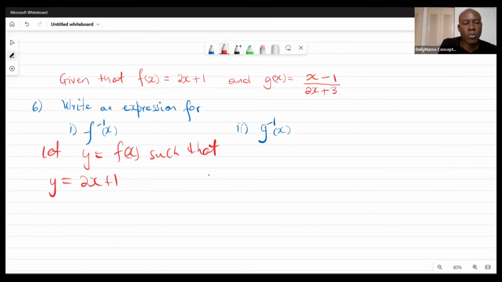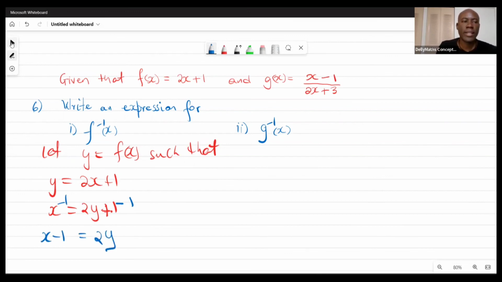So at this moment, we're going to switch x and y. So x is now equal to 2y plus 1. And then we're going to transpose for the new y. So in transposing, you could see that we're going to subtract 1 from both sides. So we'll have x minus 1, and this is now equal to 2y.